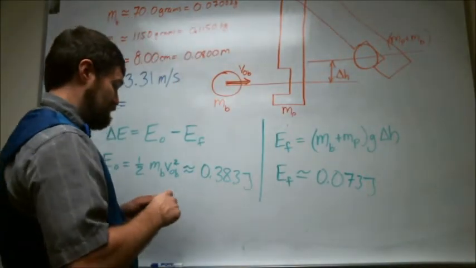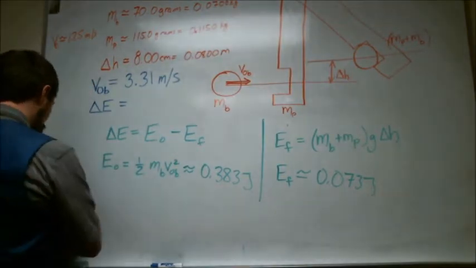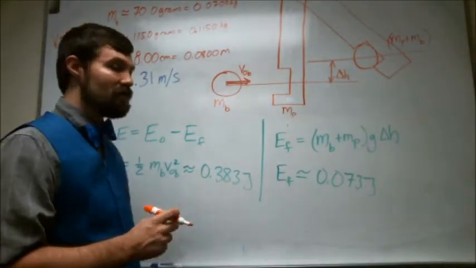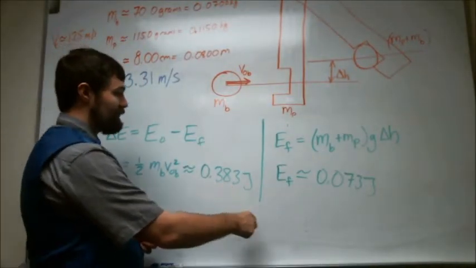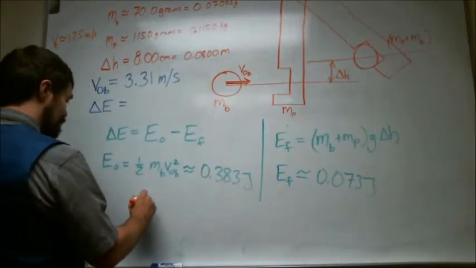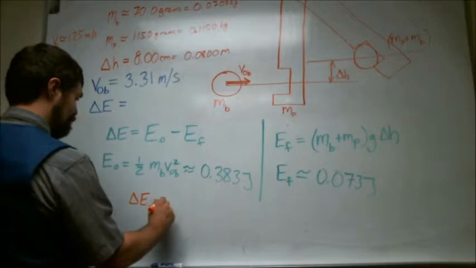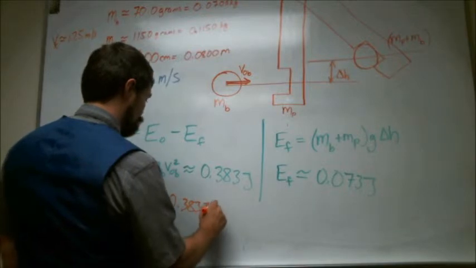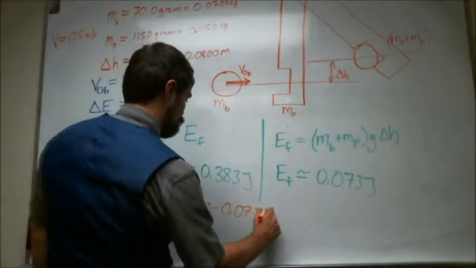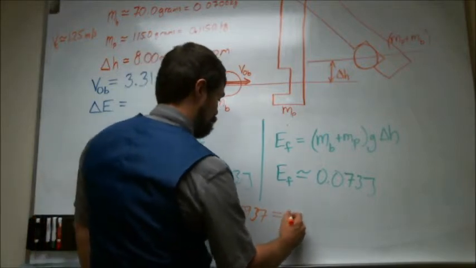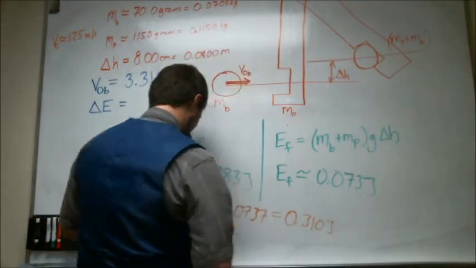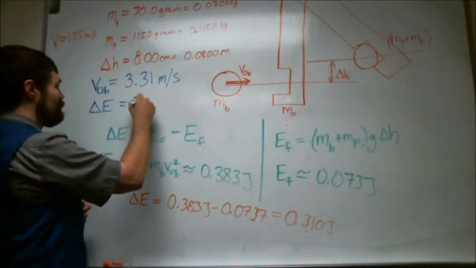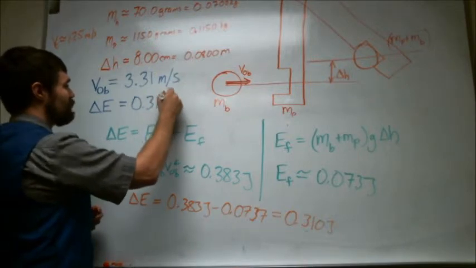So now I want to define the change in energy. So my change in energy is just going to be this energy minus this energy. So 0.383 minus 0.073 means that I have a total of 0.310 joules. So 0.383 joules minus 0.073 joules gives me 0.310 joules. So that means that the amount of energy lost by the system is 0.310 joules.